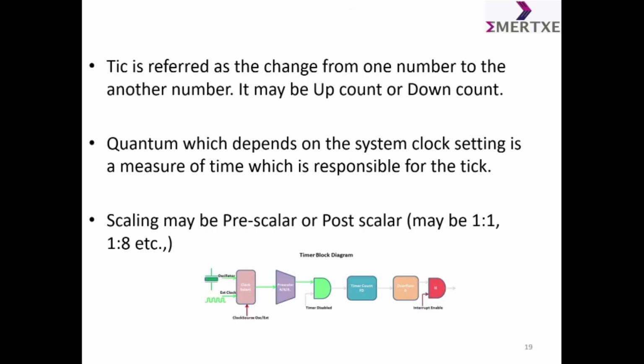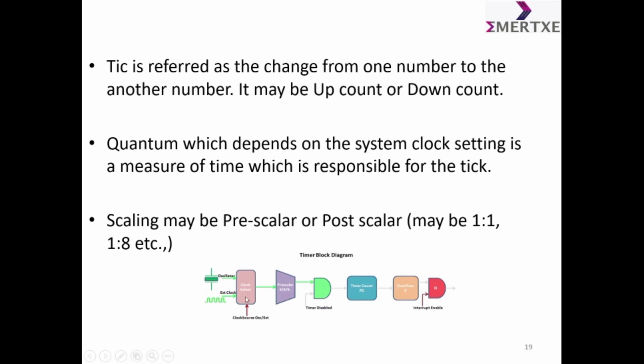Next, tick. A tick is a change from one number to another number. It may be an up count or a down count. The tick function records the current time. Quantum, which depends upon the system clock setting, is the measure of time responsible for a tick. Scaling may be prescaler or postscaler. A scaling ratio of 1:2 means that the clock has to have a low to high transition twice so that the output of the prescaler completes one high pulse.